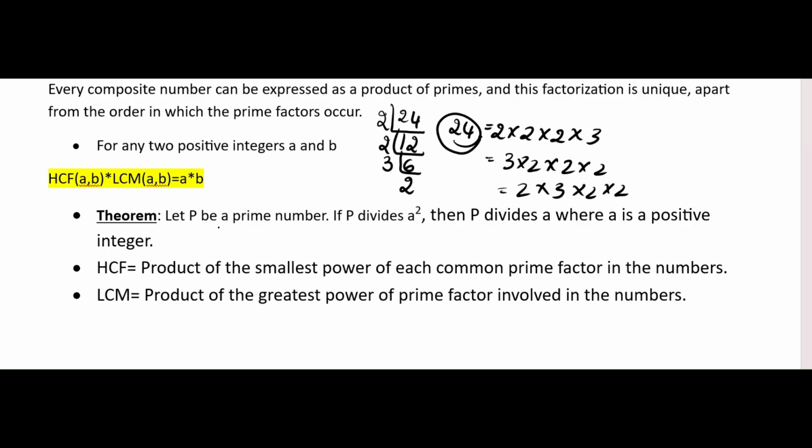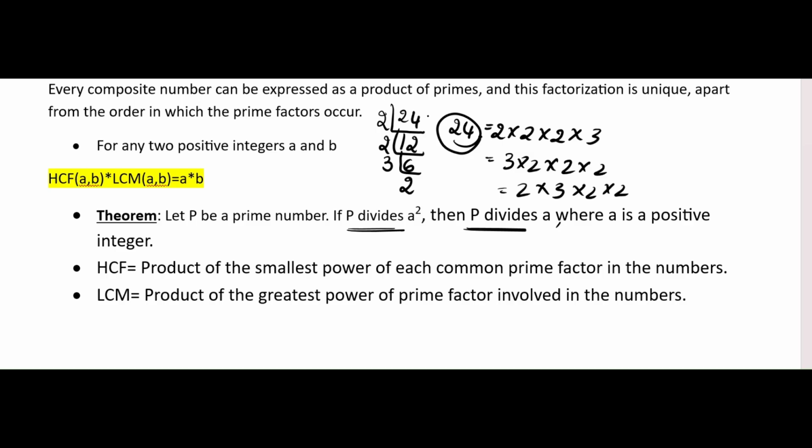Theorem: Let P be a prime number. If P divides a square, then P divides a, where a is a positive integer. So if P divides a square, then P divides a also. HCF means what? How will we find that HCF? We will find the product of the smallest power of each common prime factor in the numbers.